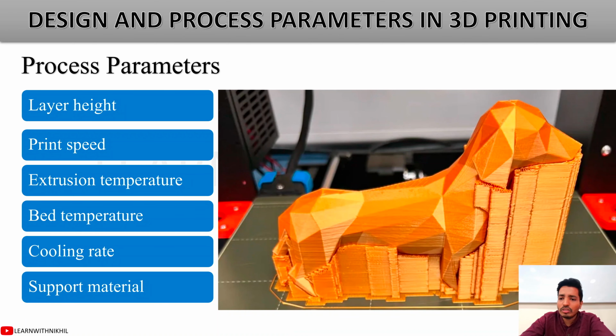Finally, moving to the support materials. Now you know about the support materials. So this is the object, the dog shape, and these are all the support materials which are required. Later you have to remove the support materials.